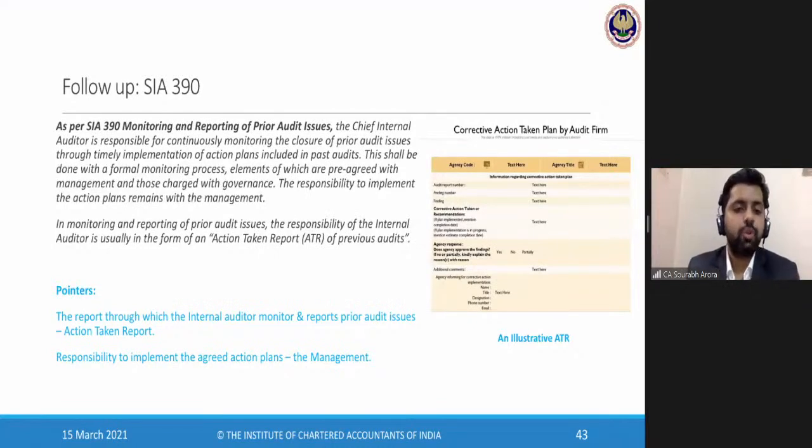Basis this, you have to see whether the management has implemented those recommendations or not. And if they have not implemented them, what are the reasons for that? And if they have implemented them, whether it is satisfactory and as intended by your recommendations or not. So that has to be checked. And how do you track it? Through the action taken report, and the responsibility to implement the agreed action plans, obviously, lies with the management. You don't need to quote this SIA word for word. Just remember the keywords and understand the concepts that this standard on internal auditing is providing you.